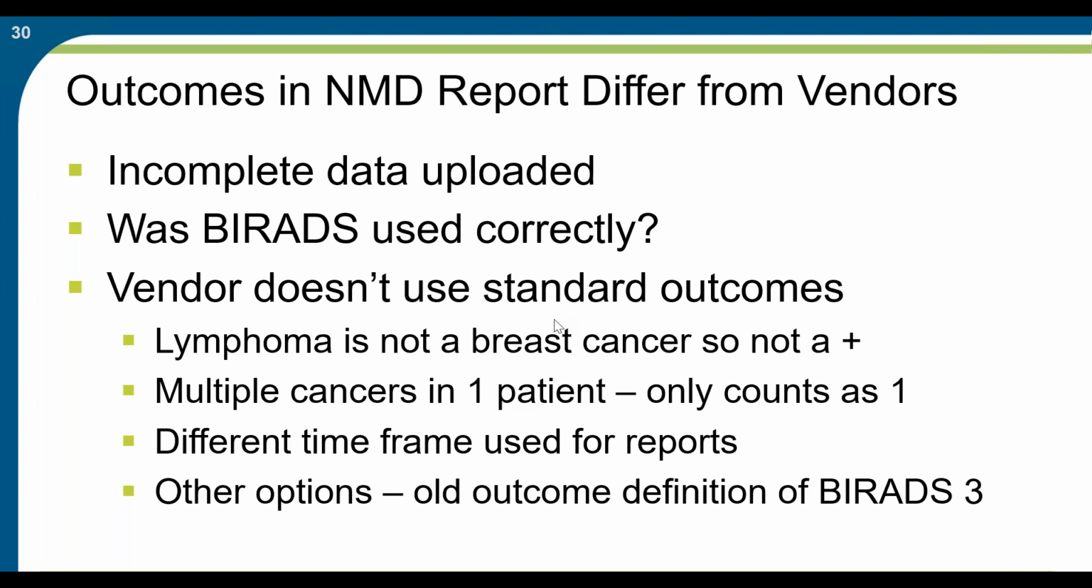Pathology data will come in later frequently and therefore may not be included in all of the reports. And the vendors sometimes use different definitions. Issues I've noted are that DCIS sometimes is overcounted. Multiple cancers sometimes are overcounted if patients have more than one positive biopsy. Lots of issues. It's important for all of us, both the facilities so you understand the data, and ACR and the vendors, so that we all have as accurate and consistent approaches as possible.